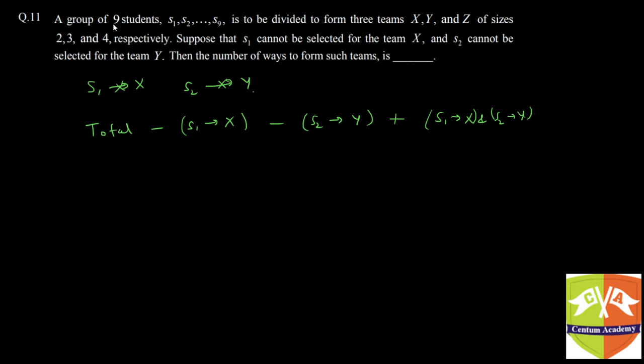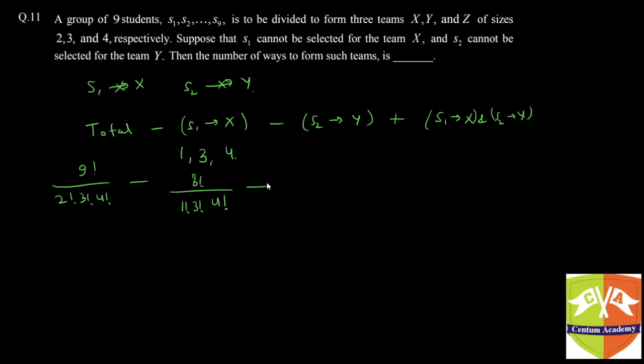Now the total number of ways will be the number of ways of dividing 9 students into groups of 2, 3, 4. So it will simply be 9 factorial by 2 factorial, 3 factorial, 4 factorial. Another way to think about it is, you choose 2 people out of 9 for putting into X. So 9C2 into, out of the remaining 7 students, you choose 3 for Y. So into 7C3. So you'll get the same number again. Minus, if S1 already goes to X, then how many people remain? 1 for group 1, 3 for group 2, and 4 for group 3. This can be done in 8 factorial divided by 1 factorial, 3 factorial, 4 factorial number of ways.